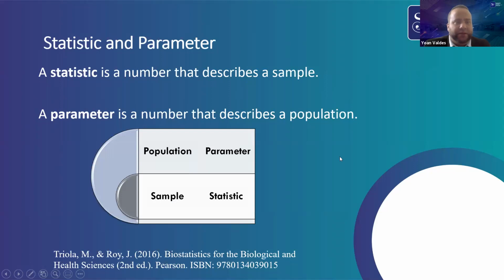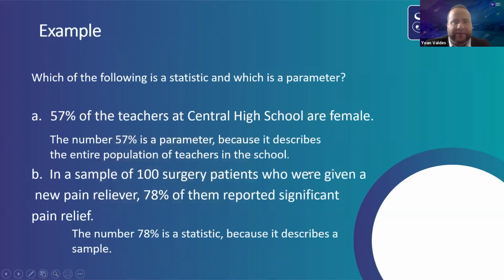Statistic and parameter. A statistic is the number that describes the sample, and a parameter is the number that describes the population. Let me analyze the following example. Which of the following is a statistic and which one is a parameter? In example A, 57% of the teachers at Central High School are females. In that case, the number 57 is a parameter because it describes the entire population of teachers in the school.